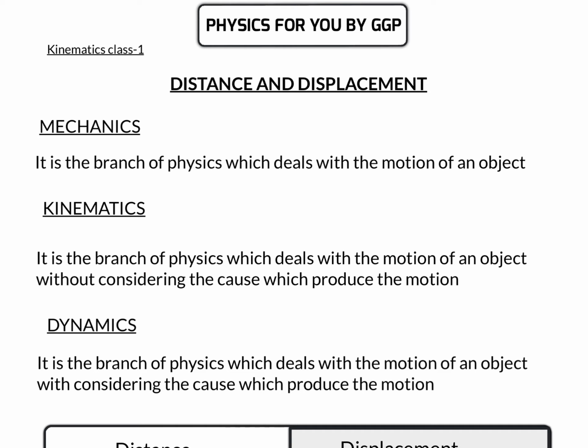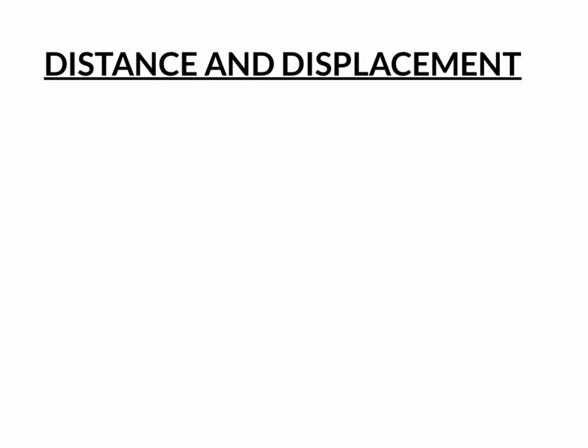Now the next part is known as dynamics. It is a branch of physics which deals with the motion of an object while considering the cause which produces it. So if a particle is accelerating maybe because of force, we'll find out the value of force, and if the particle is moving with some angular acceleration maybe because of torque, we'll find out the value of torque, etc. So in the first part of kinematics, we'll discuss just distance and displacement.